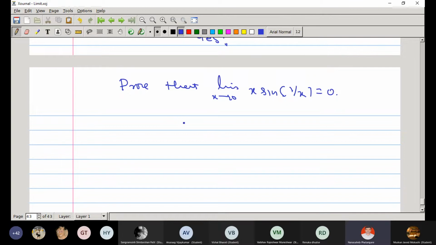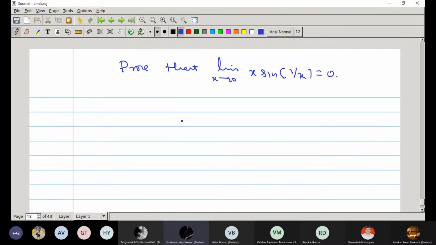We know that x is not equal to 0, x tends to 0, so sine 1 by x will take values between -1 and 1, whereas x will take values closer to 0, and by the product we will get 0. No. The product will not help us. If you are using the product rule, then what about 1 into sine 1 by x?